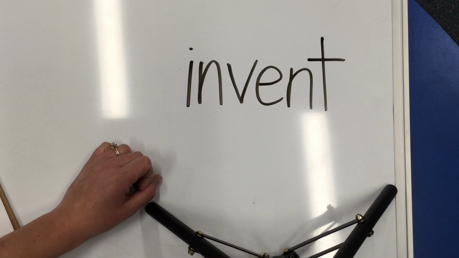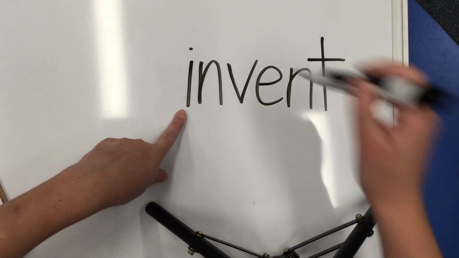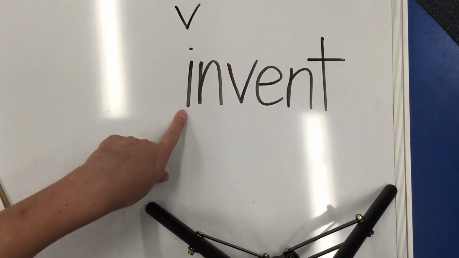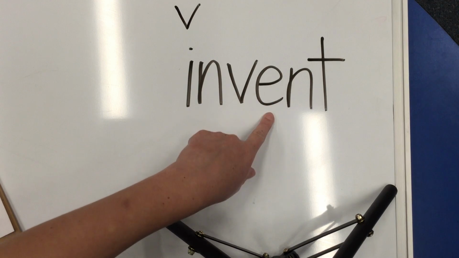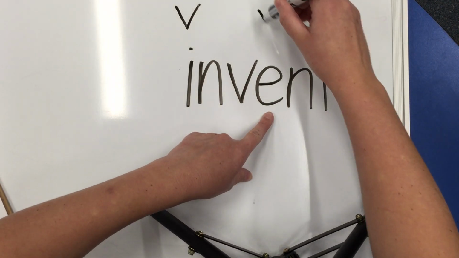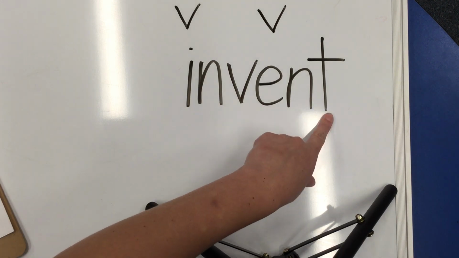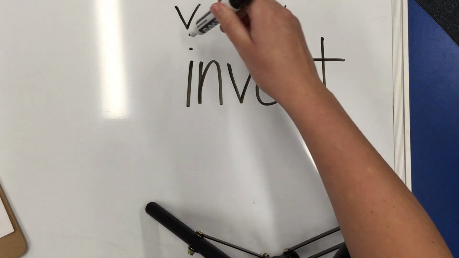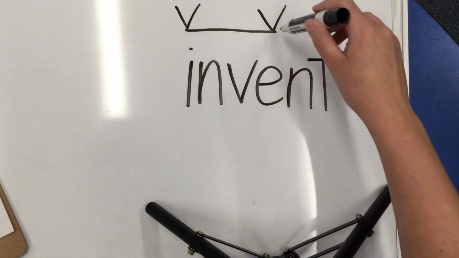So let's look for our vowels, right? Is this a vowel? It is. All right. Is this one? Nope. Is this one? Nope. Is this one? Yep. There's my V for vowel. Is this one? Nope. Is this one? Nope. All right. So what we're looking at now, we're going to look at the letters between the vowels, okay? So that's what we've been doing.